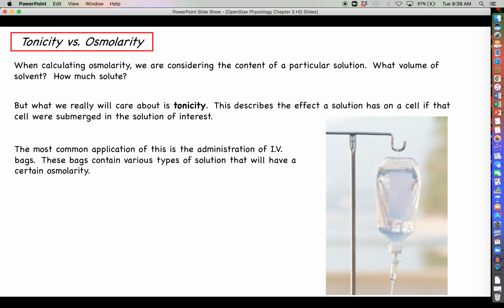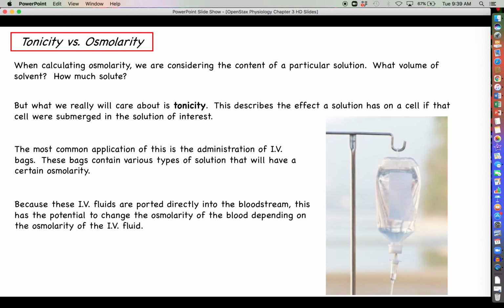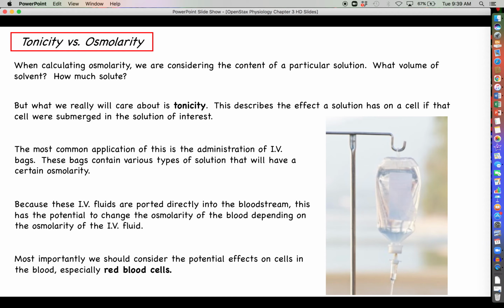The most common application of this for you all moving forward, assuming you're going to start working in a healthcare setting, is IV solutions. IV bags contain various types of solutions that have different compositions in terms of solute, and therefore they're going to have different osmolarities. And because these IV fluids are ported into a patient's bloodstream, they actually have the potential to change the osmolarity of your patient's blood depending on what kind of IV solution you are providing. So being able to know about osmolarity and being informed about the potential risk or change to your patient is very important to understand.